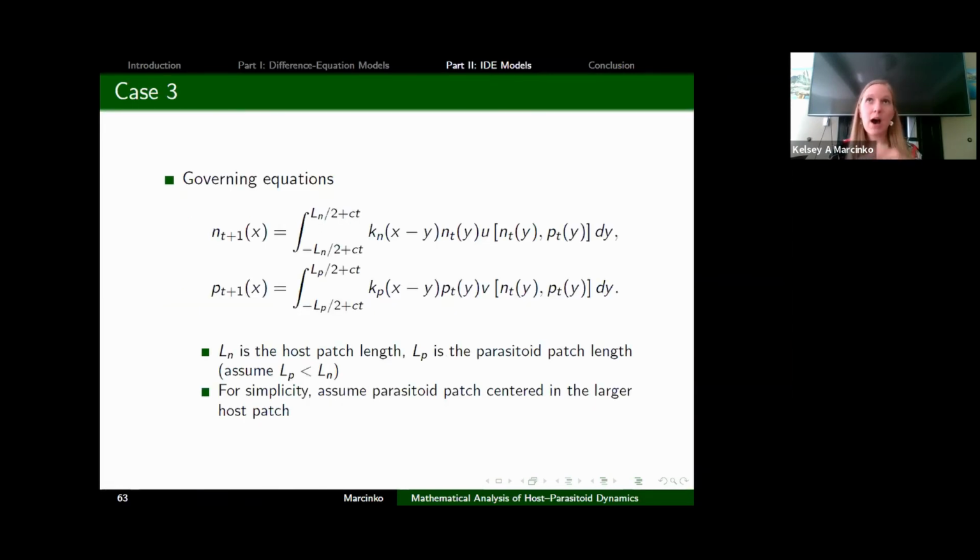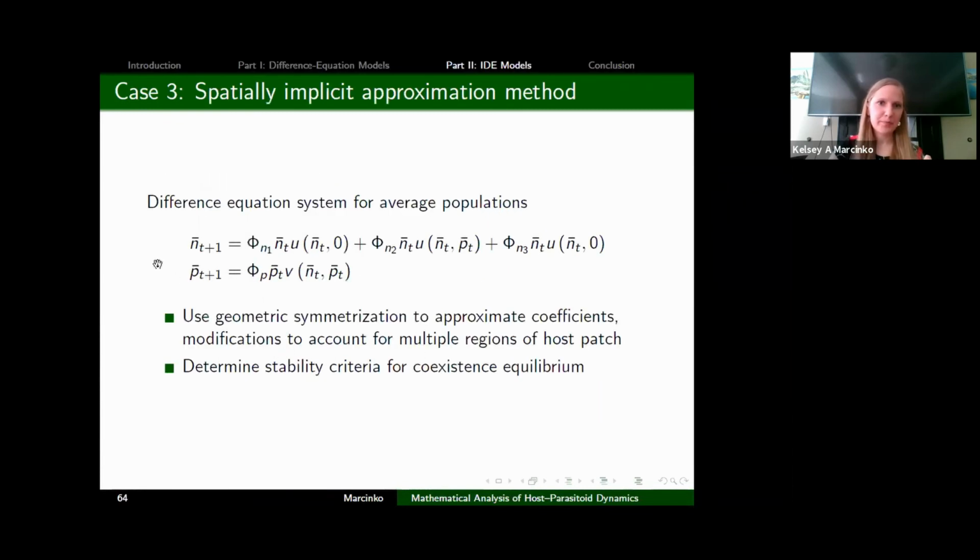Now that we've looked at case 2, where we have the host and the parasitoid on the same habitat patch, I wanted to investigate what happens when the host and the parasitoid are on different habitat patches. So I looked at what happens when the parasitoid patch is inside the host patch, and whether we can still use some of these techniques to get estimates of the critical speed.